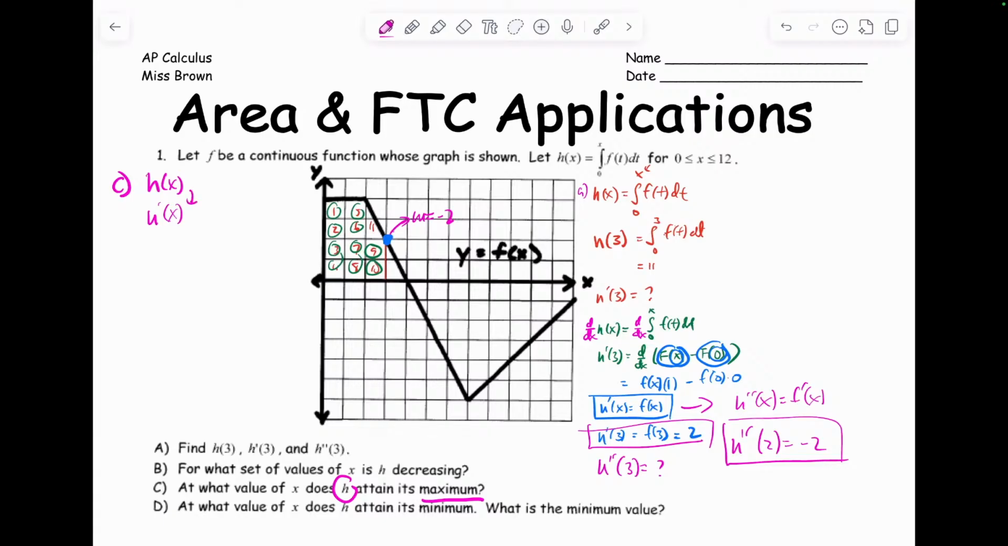If I look at h prime, that means I want to look for where h prime of x changes from positive to negative. Now, we know h prime is equal to what? f of x, right? So instead you can say f of x changes from positive to negative. Does that make sense? The change from positive to negative only happens at this point here. So therefore, x is equal to 4.